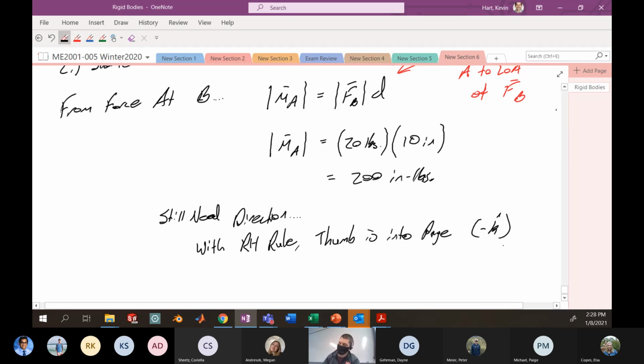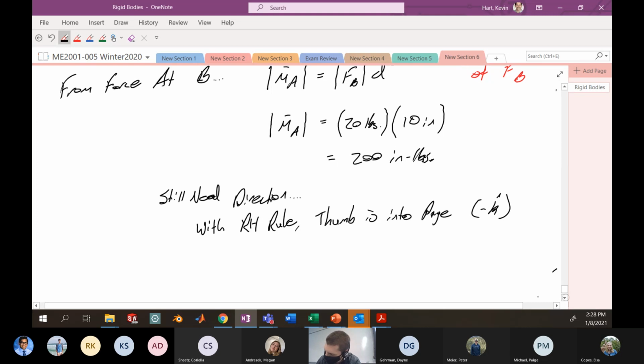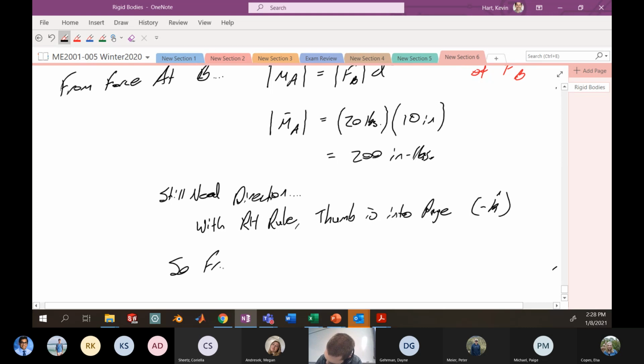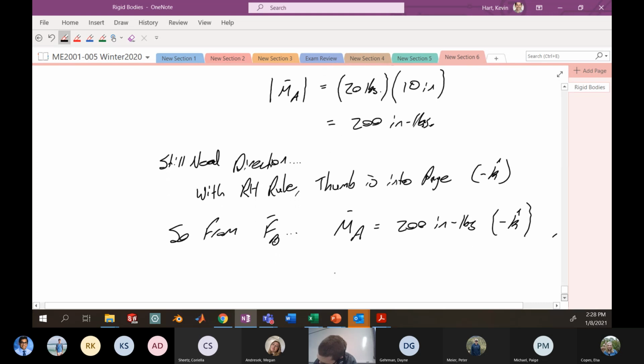Which is the negative k hat. So from the force at B, the moment at A is our magnitude, 200 inch-pounds, in the negative k hat. Or more simply, negative 200 inch-pounds k hat. All right. Now remember, this is only from the force at B.